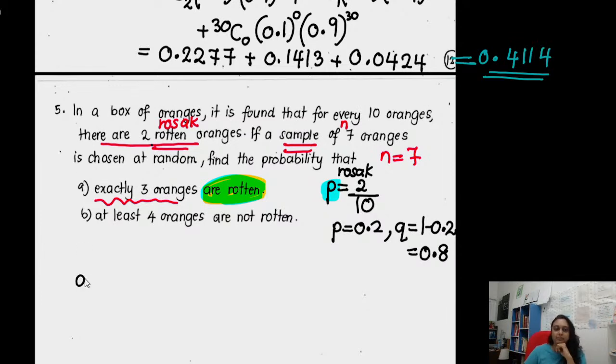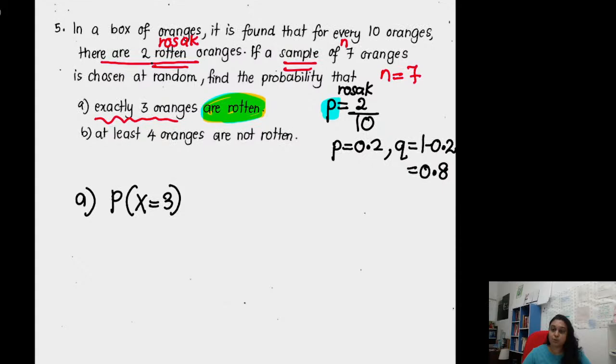Okay, let's do A. Exactly 3 rosak already. So exactly means X sama dengan 3. Your X is equals to 3, because 3 only rosak what. So let's do the formula.